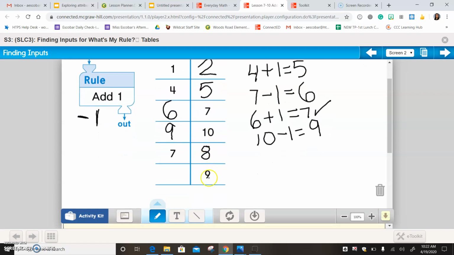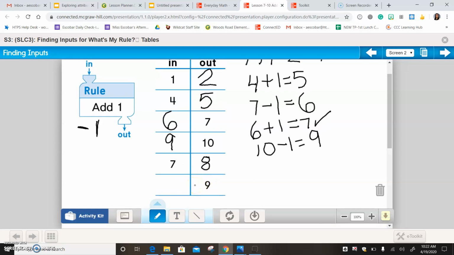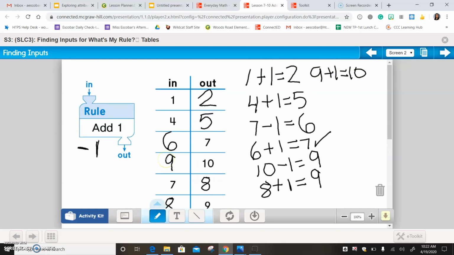All right, almost done. So this one, so what are we going to figure out? Do we need to figure out the in number? We sure do, which means we have to do the opposite. Good job. So 9 minus 1 equals 8. So let me double check my work. 8 goes in. If I add 1, out comes 9. That works because 8 plus 1 equals 9. Perfect. Good job, first graders.